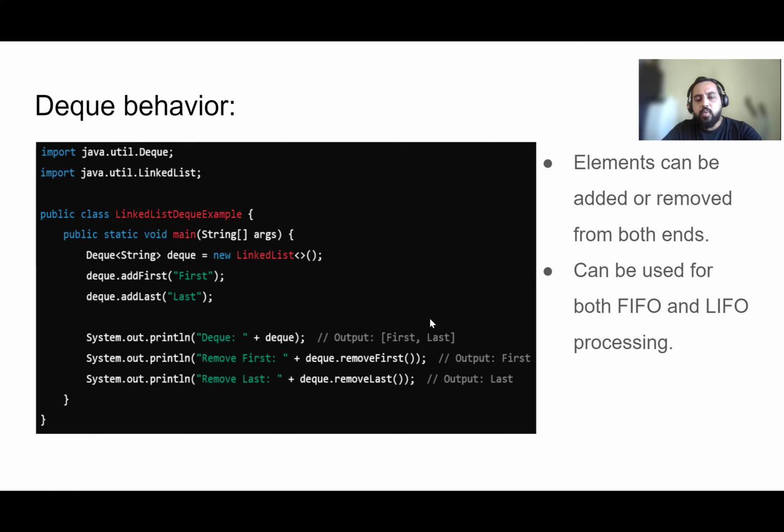So we can process both ends, addition and removal. Elements can be added or removed from both ends. That's what we call a double-ended queue, and it can be used for both FIFO, that is queue nature, and LIFO, last in, first out, that is stack nature for processing.